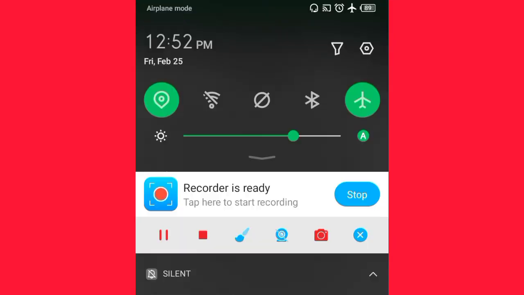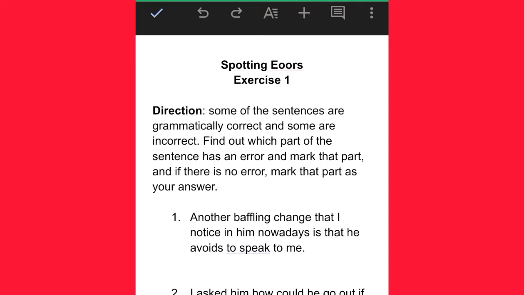Hello everyone. So in this new chapter, or say exercise, I'm here with you with the exercise on spotting errors, which is a very important exercise. We all know this is the exercise which will actually examine our grammatical knowledge.